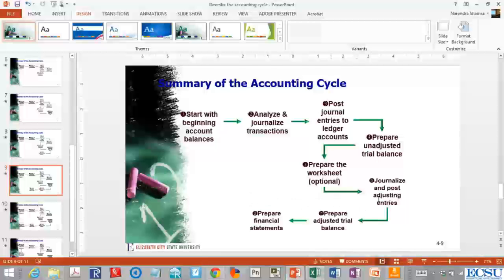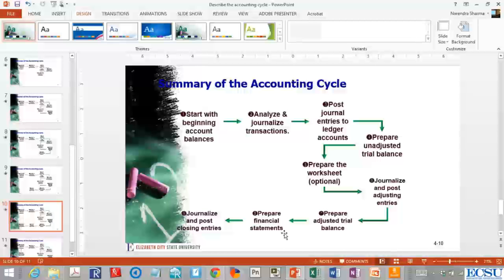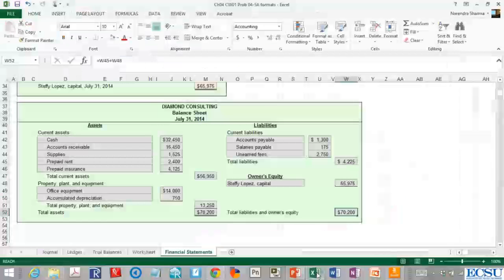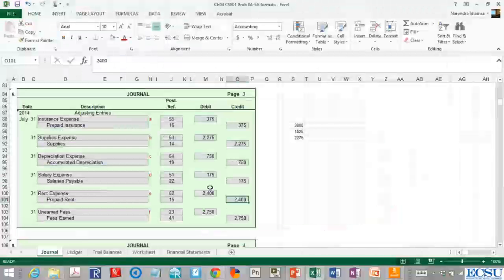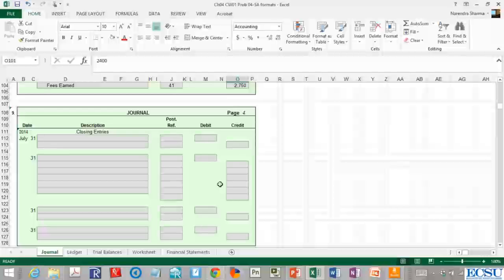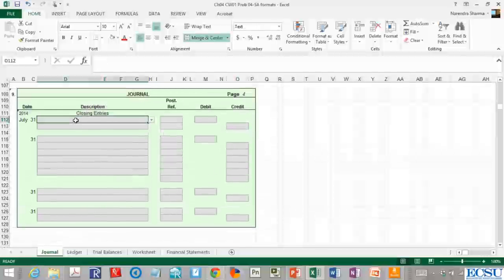Okay, so now what we have done is we have completed the financial statements. Now the next thing that we are supposed to do is journalize and post the closing entries. Let's go back to our journal. This is page number 4, closing entries. Remember, we'll be doing only 4 closing entries: first to close the revenues, then close the expenses, and then close the income summary. We'll be using income summary to close the revenue.